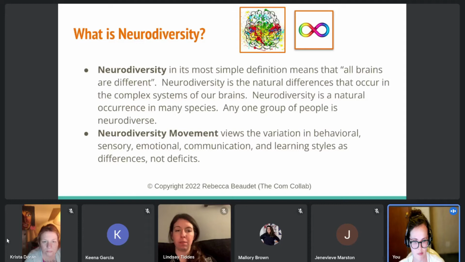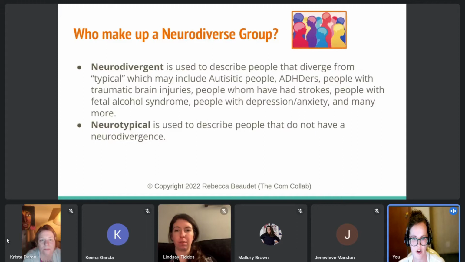Who makes up a neurodiverse group? So there's kind of 2 categories under this umbrella of neurodiverse. So there's neurodivergent, which can be used to describe lots of different people. It's anyone that diverges from neurotypical. So this could be autistic people, ADHDers, people with traumatic brain injuries, people who have had strokes, people with fetal alcohol syndrome, people with depression and anxiety, and many more mental health diagnoses. Neurotypical is used to describe people that are not neurodivergent.